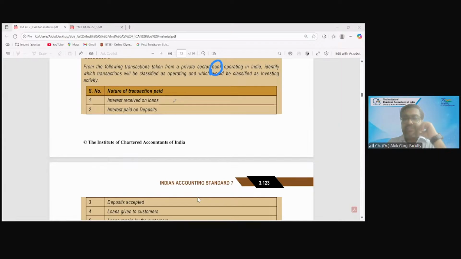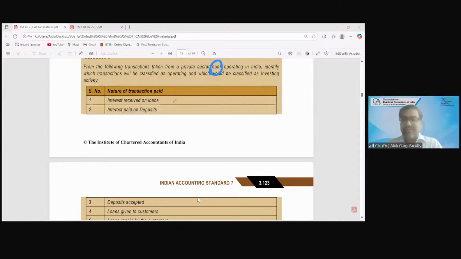Loan repaid by the customer. Operating. If it is a non-bank, then investing. Loan given is investing. Money received from the loan which you have given is investing again. Deposits repaid. Operating, for a bank. For a non-bank, deposits repaid is financing. Deposit taken financing, deposit repaid financing. So proceeds of loan and repayment of loan both are financing.